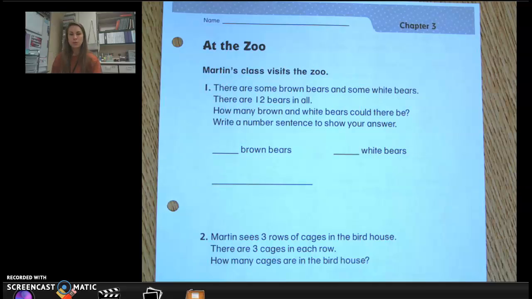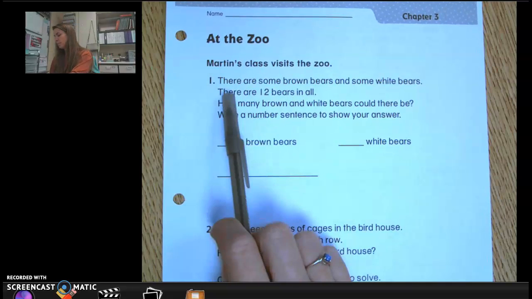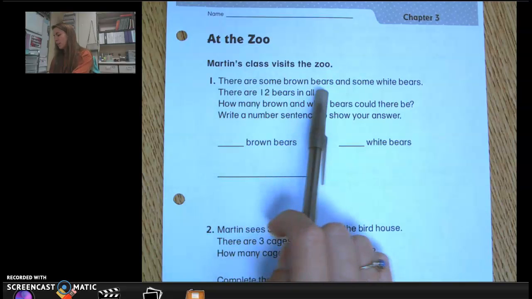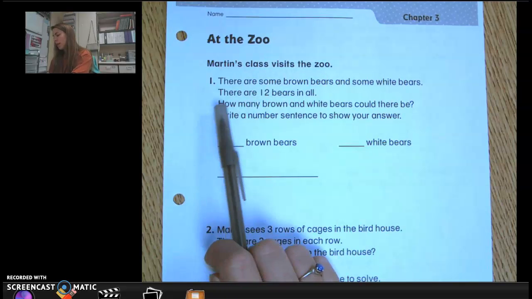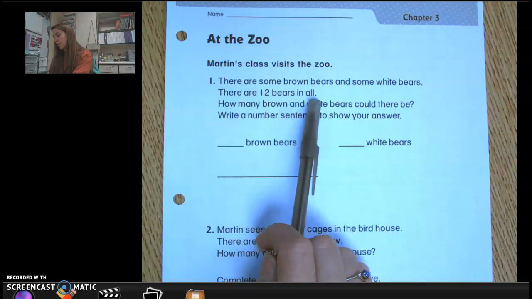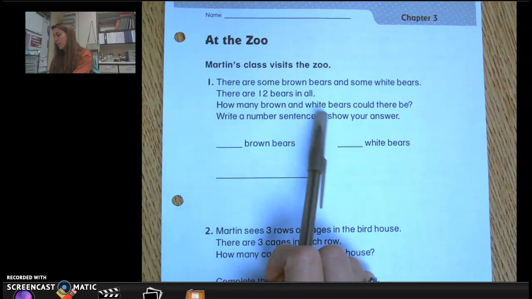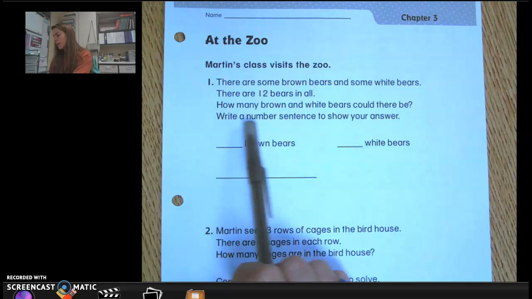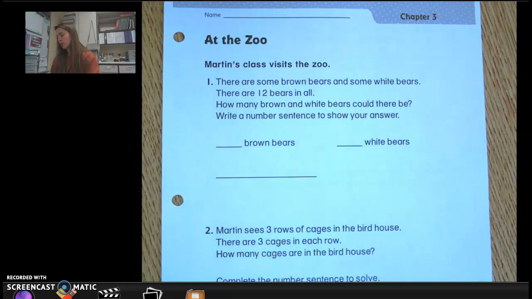Make sure you think about all the information the problem is giving you so that you can think of the best way to solve. So number 1, there are some brown bears and some white bears. There are 12 bears in all. How many brown and white bears could there be? Write a number sentence to show your answer.